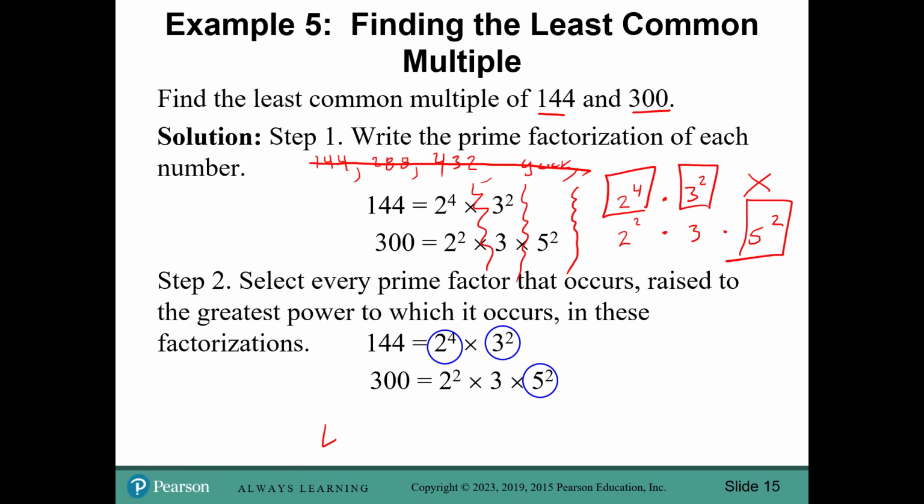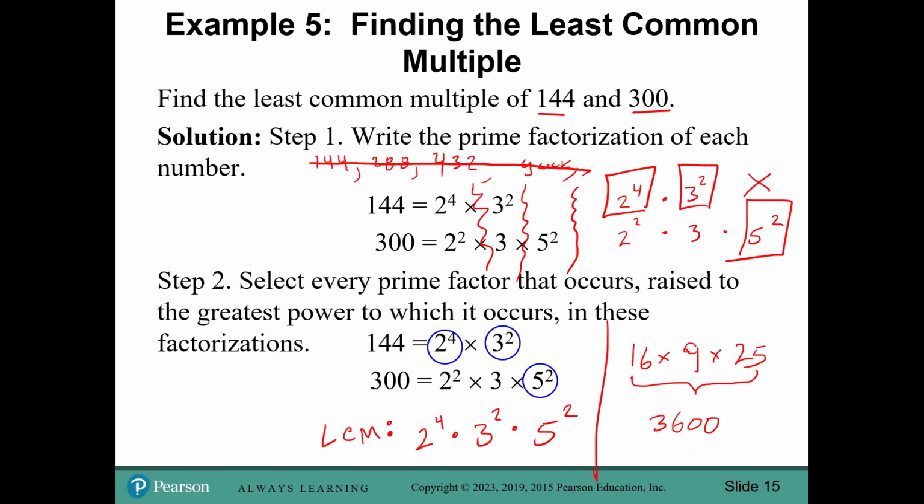So my lowest common multiple here is the product of those things. It's the highest power of 2s, which is 2 to the fourth, multiplied by the highest power of 3s, which is 3 squared, and then multiplied by the highest power of 5s, which is 5 squared. And I'll multiply those out. This 2 to the fourth is 16. 3 to the second is 9, and then 5 squared is 25. And all of this multiplies to give me 3,600.